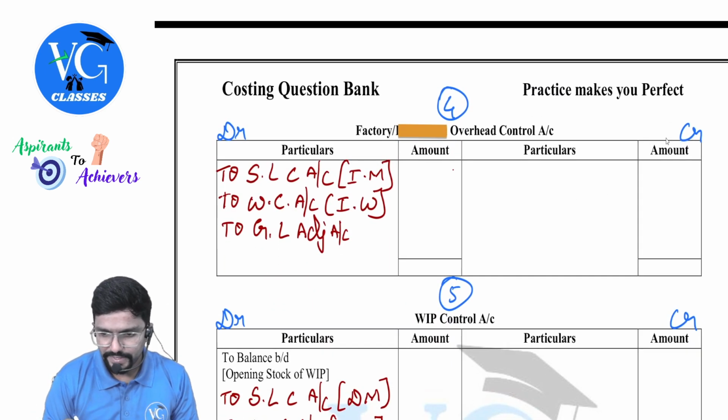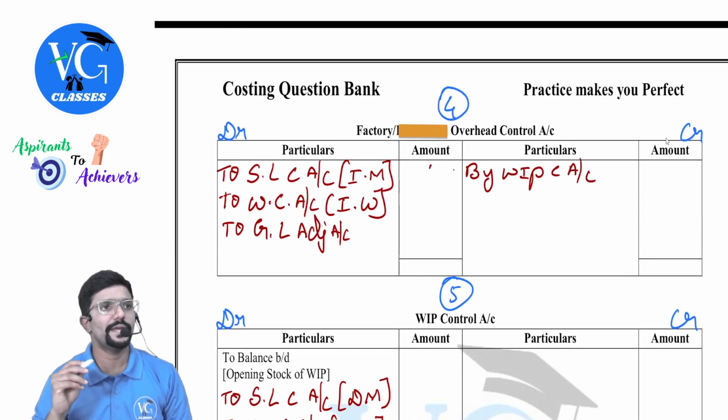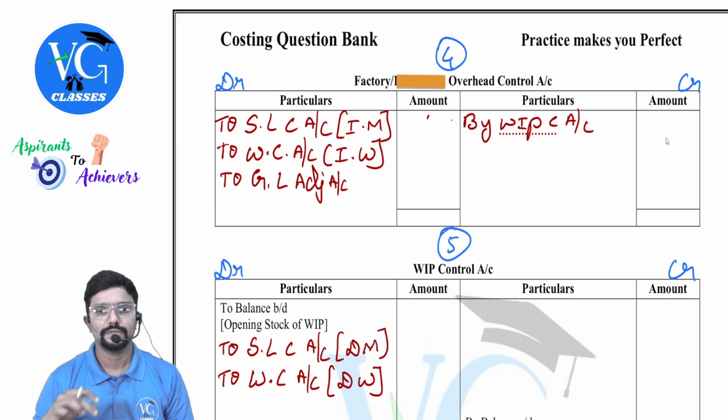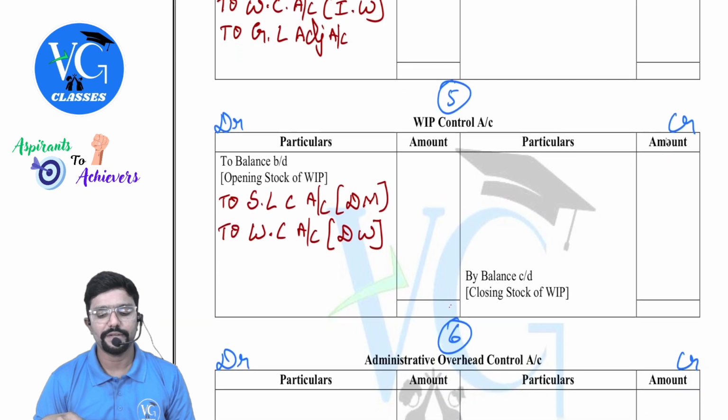So let me transfer it here. By WIP control account. Factory overhead absorbed. In brackets you can write absorbed. Next, go and receive it here.